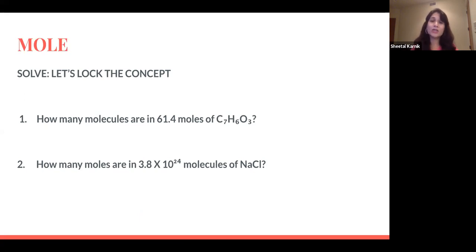In our next session, we will be going over the concept of mole in terms of weight of different things. And we are going to see how this mole equates to grams of different types of things in chemistry.